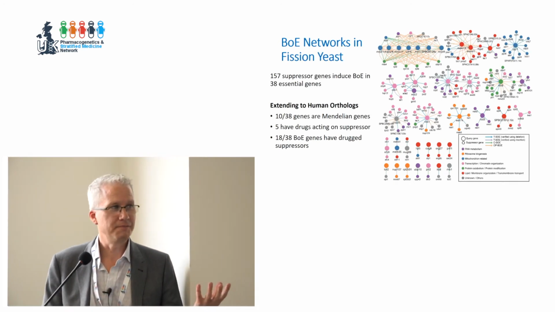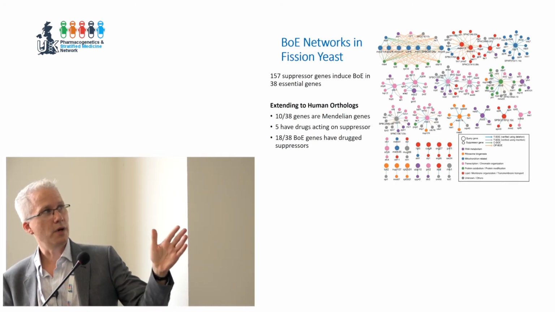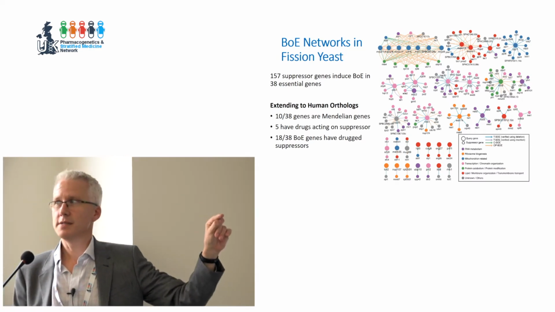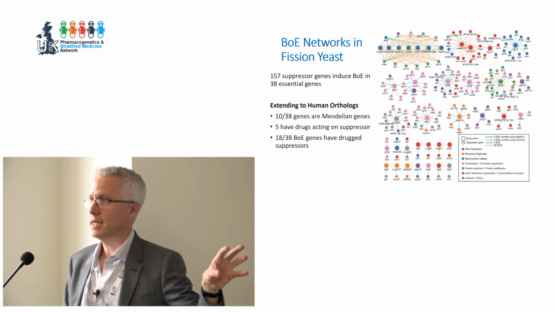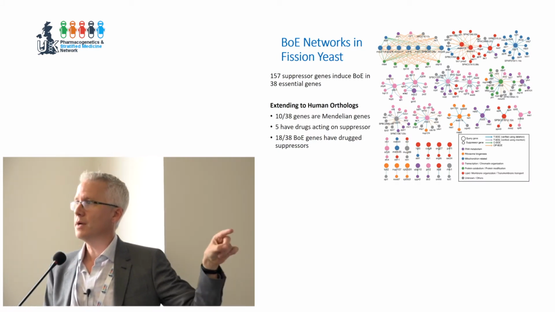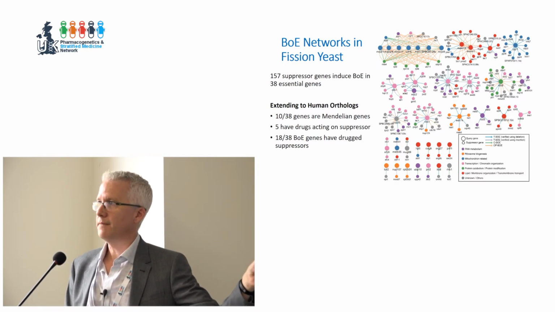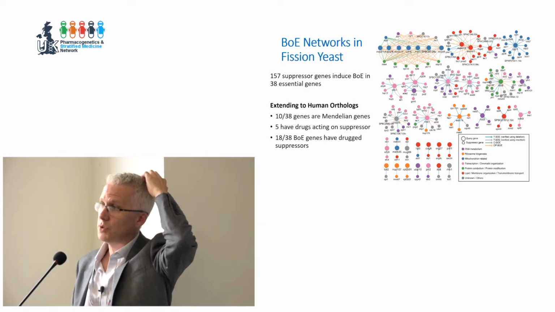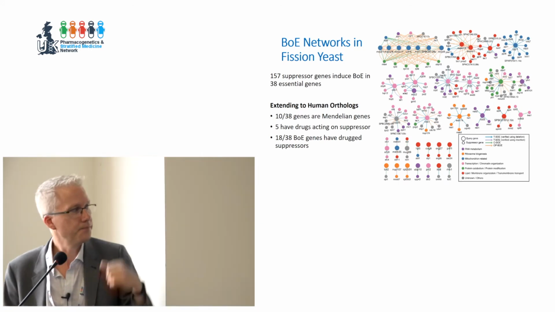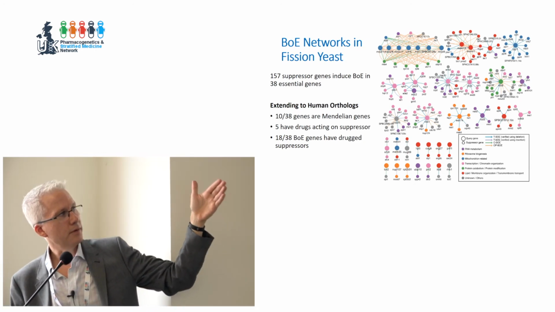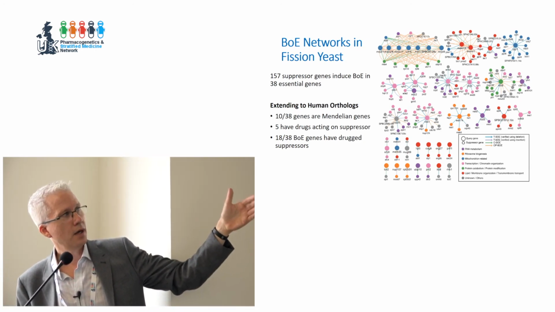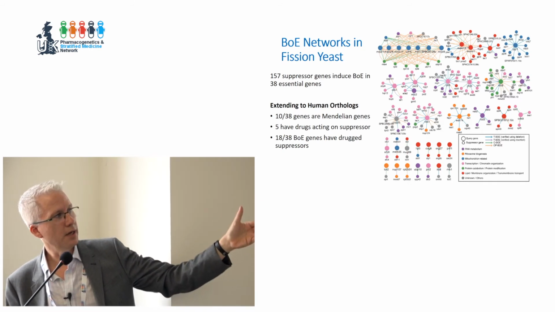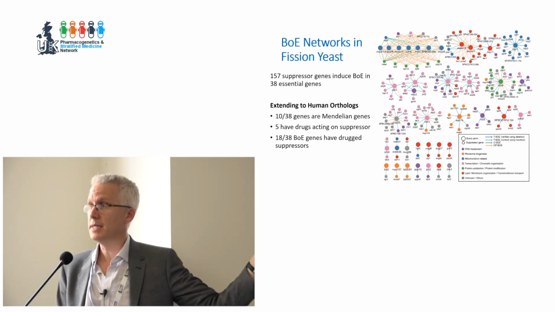And in this fascinating paper, they showed the networks here. So these are the networks. The big nodes are the bypassed essential genes, and the small nodes are the genes that interact with those, where any one of those genes can rescue the phenotype. So any one of those small nodes around there, you could potentially modulate with a drug, assuming it's druggable or drugged. And taking the 38 essential genes that were bypassed and extending to the human orthologs, 10 of those 38 are Mendelian disease genes.